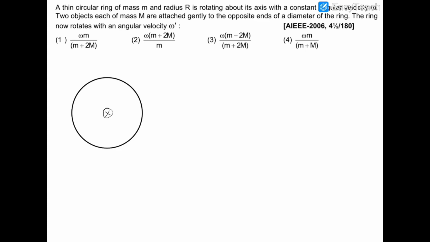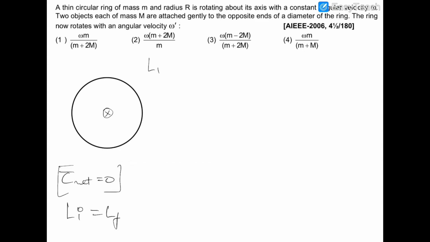Now let us discuss why the angular velocity of the ring would change. First of all, let us see that the net torque acting on the system would be 0, because if two masses are attached on this end and this end, then their torques will cancel out each other, and therefore on the system the net external torque acting would be 0, and therefore the initial and the final angular momentum of the system would remain the same.